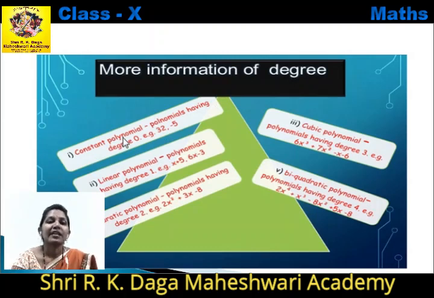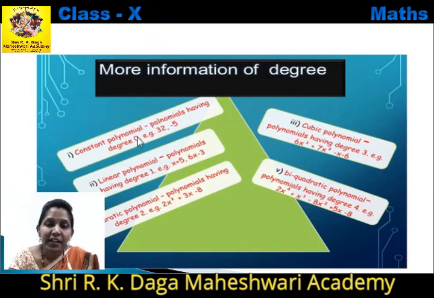Constant polynomial. As we have classified polynomials on the basis of terms, this is the second classification of polynomial on the basis of its degree. First polynomial is constant polynomial. Polynomials having degree 0, that is only if constant term is there, then it is called constant polynomial. Example 32 and minus 5. In these examples you can see there is no variable, so it is called constant polynomial.